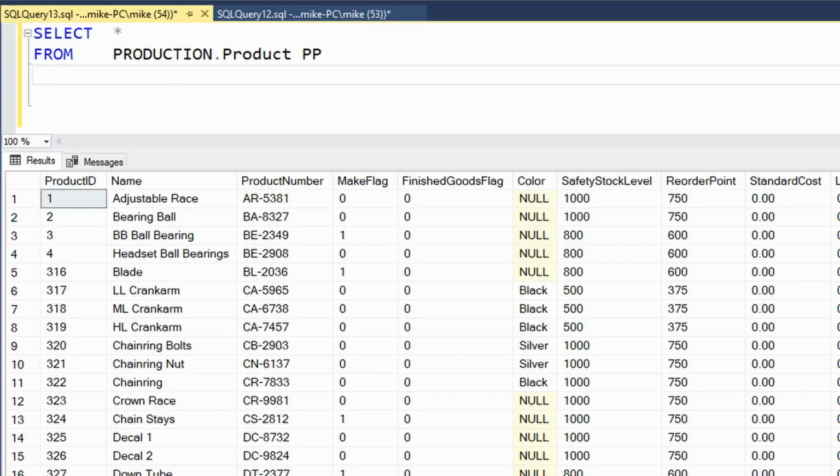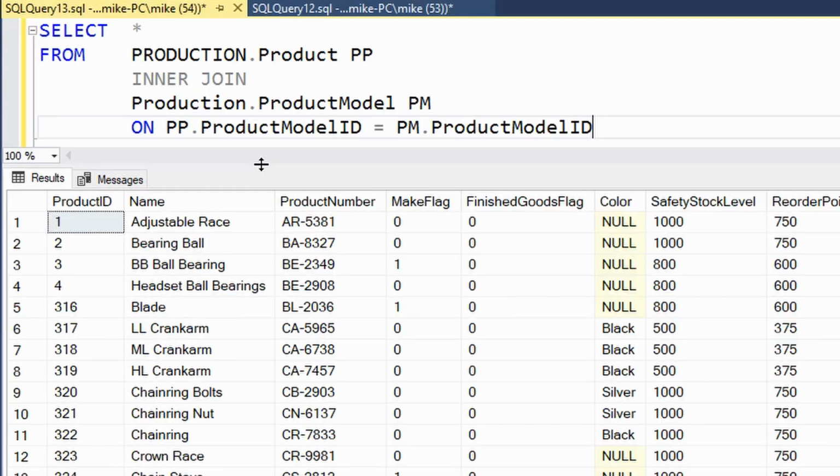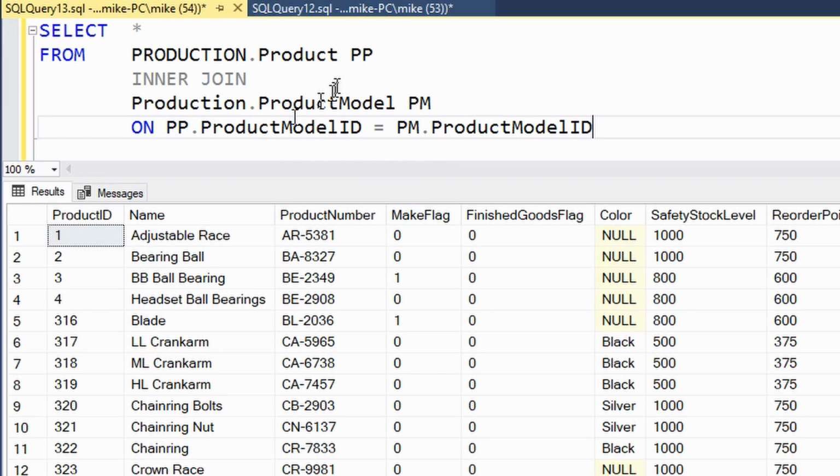Well, I've always thought that the best way to learn something is just to jump in and do it. So I'm going to write the query to join the two tables, and then we'll discuss it. Okay, with that, now I'm going to execute it, and we will very quickly examine the results.